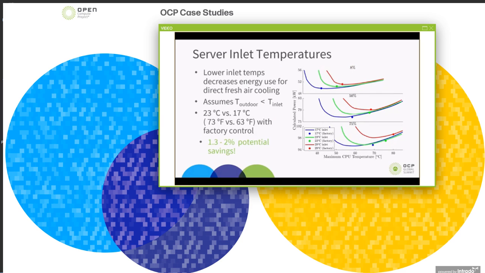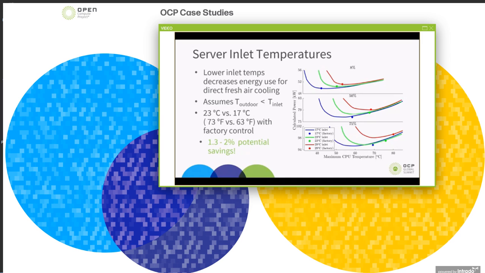So the last thing we took a look at was the effect of server inlet temperature on data center efficiency. So we reran this exact analysis at 3 different inlet temperatures in the wind tunnel. We ran it at 29 degrees inlet, 23 degrees inlet, and 17 degrees inlet. And the results are shown in the graph here. The left y-axis is the total data center power. And the x-axis shows the range of CPU temperatures.